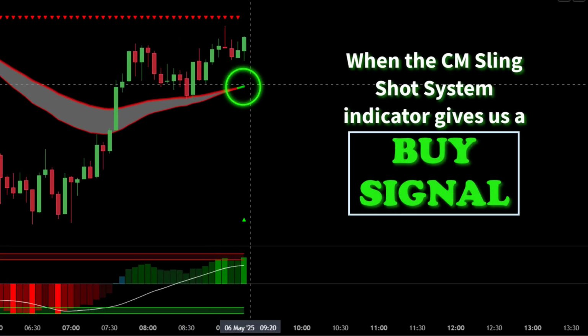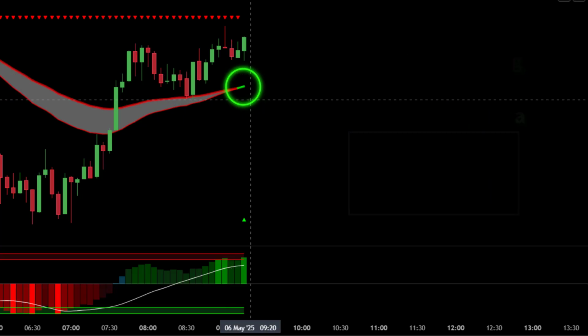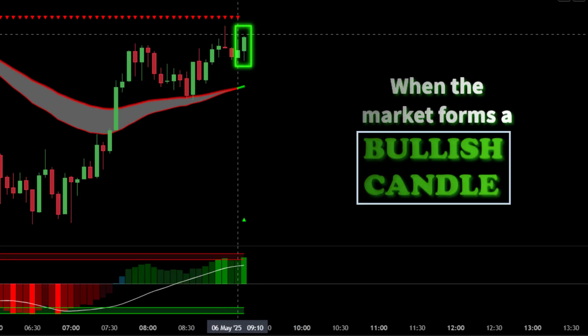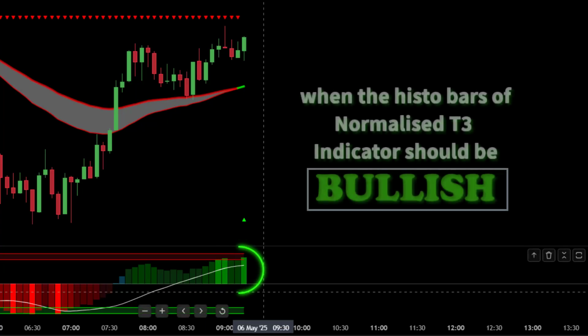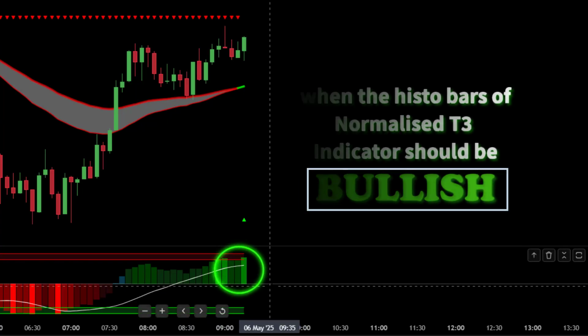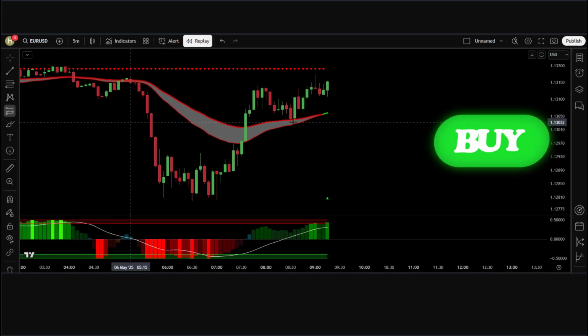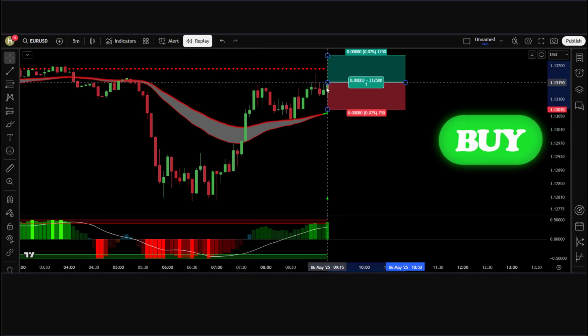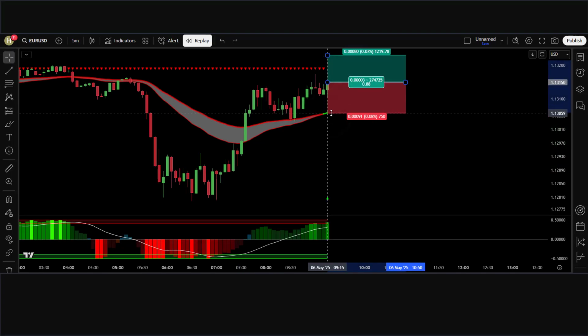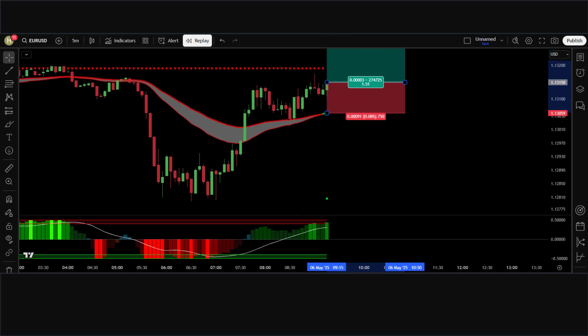When the CM Slingshot system indicator gives us a buy signal, when the market has formed a bullish candle, and when the histo bars of the Normalized T3 indicator are bullish, if this condition is fulfilled, then we will place a buy order. Our stop loss will be placed at the green slow MA of the Slingshot system indicator, and the risk to reward ratio will be 1:1.5.